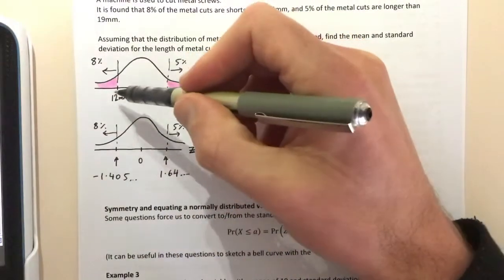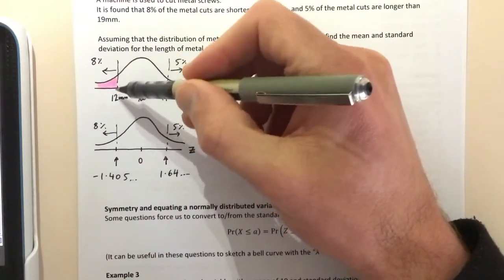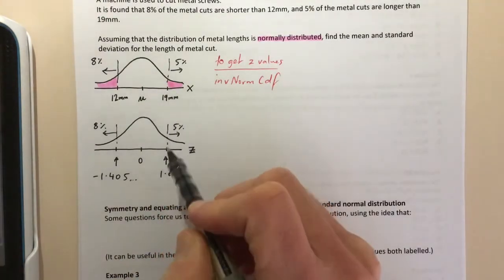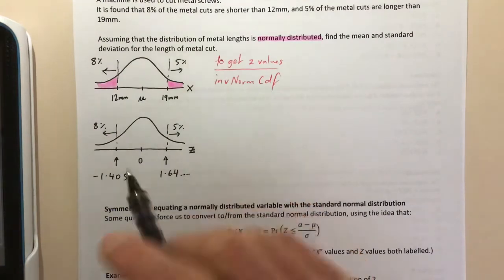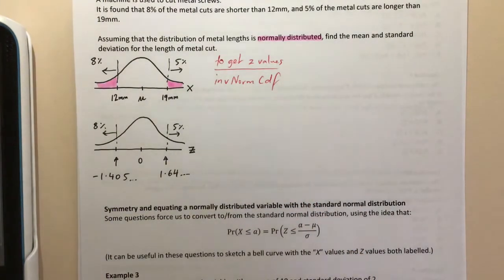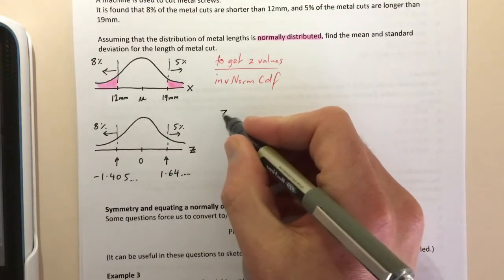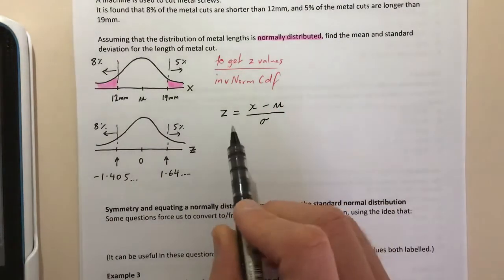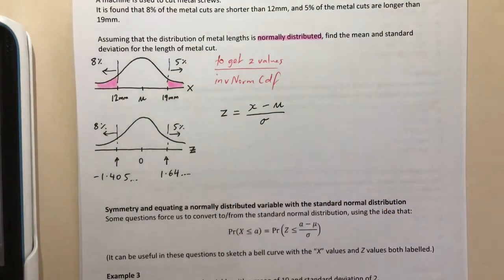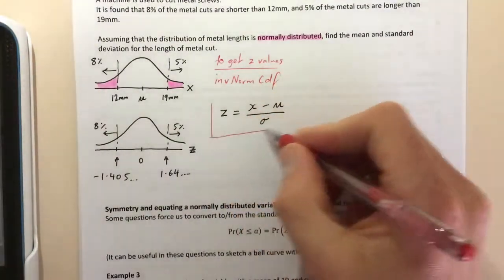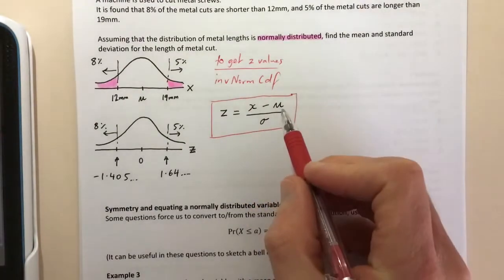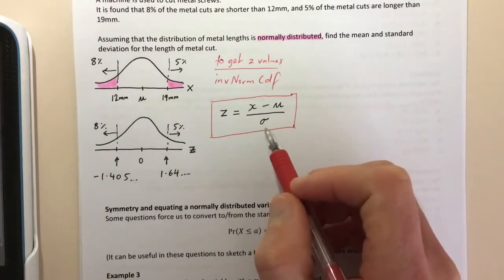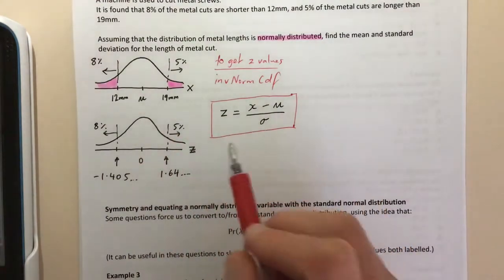Now, what this tells me is that the standard score for x equals 12 millimeters is z equals negative 1.4 and so on. And then the standard score for x equals 19 millimeters is z equals 1.64 and so on. And the reason this is helpful is because we have this formula that says whenever we want to calculate a standard score, we use z equals x minus the mean divided by the standard deviation. In other words, the standard score equals the actual score minus the mean divided by the standard deviation. That's a formula that works for normal distributions. In this question, we're trying to find the mean and the standard deviation. So it makes sense that we would want to use a formula that has the mean and the standard deviation in it.